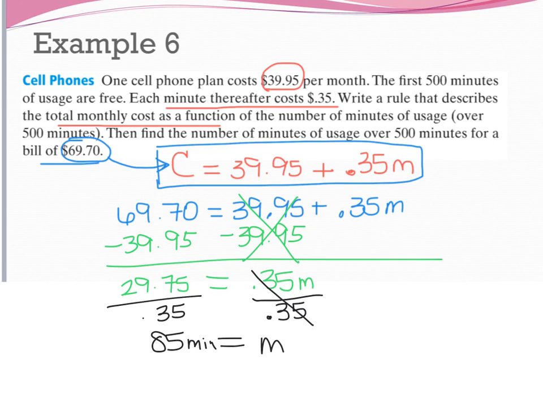Now, the problem said find the number of minutes of usage over 500 minutes. So I found out that I was 85 minutes over 500, or I talked for a total of 585 minutes. But it only wants to know how many beyond the 500 we talked. So that would be 85 minutes.